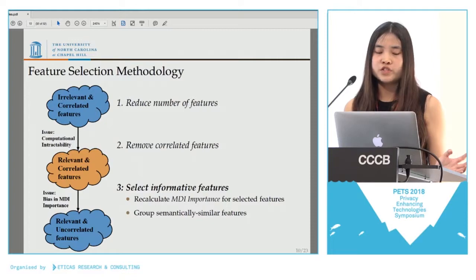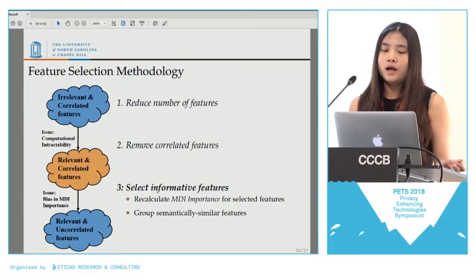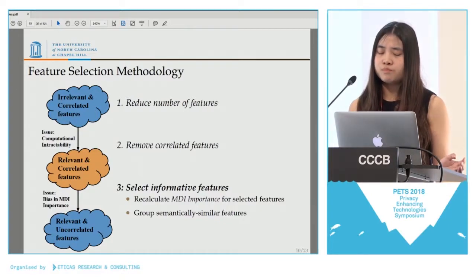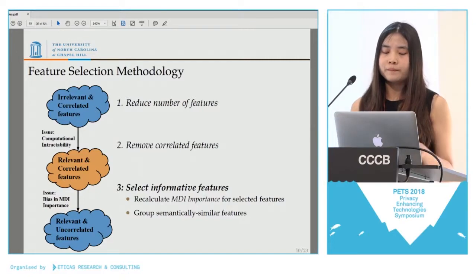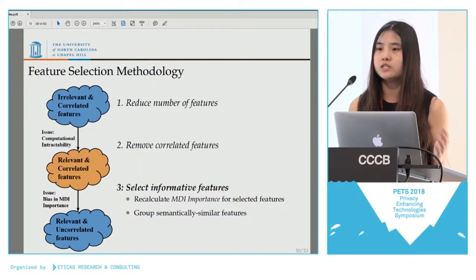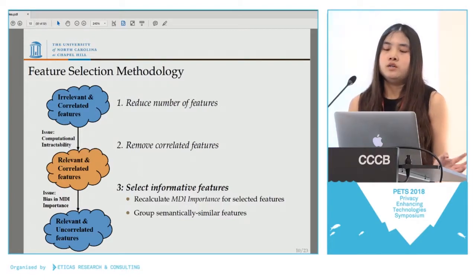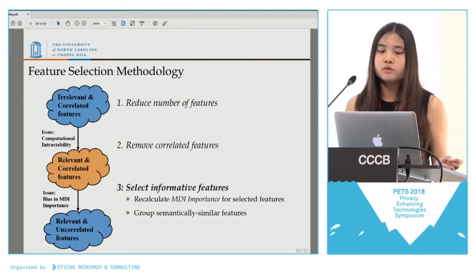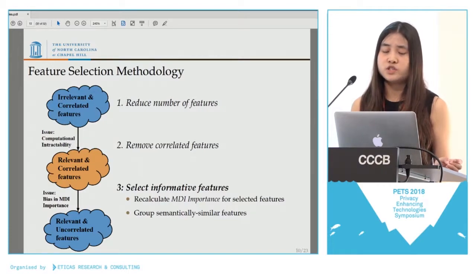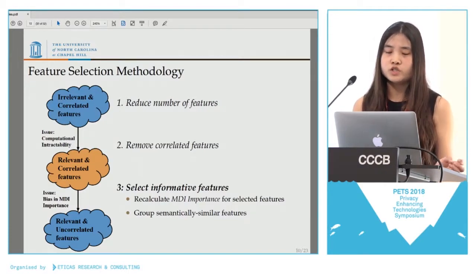So until now, our feature set contains only relevant and uncorrelated features. So we recalculate MDI importance again and rank the importance of those features after grouping features with the similar semantic meanings we defined before. So in each communication scenario, we use this feature selection methodology and rank the importance of features.